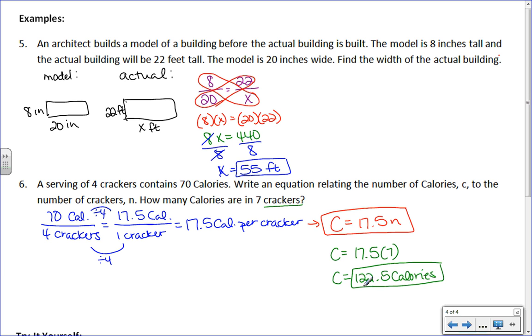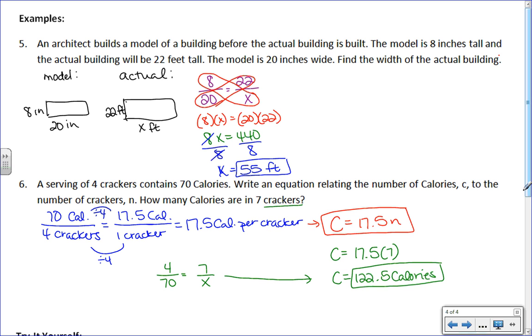And this is the same number we would have gotten had we set up a proportion here. 4 crackers have 70 calories, 7 crackers have how many calories? So 4 over 70, this is what the proportion would have looked like. 4 over 70 equals 7 over x. Crackers, calories, crackers, calories. Crackers are in the numerator, calories in the denominator. Have to make sure everything's lined up. If we found the cross products here and set them equal and solve for x, we would get 122.5.